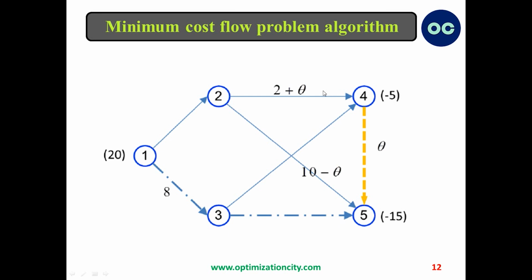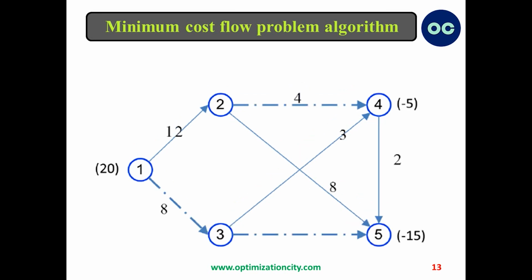As a result, we can increase the value of theta up to 2, which causes arc 2, 4 to reach its maximum capacity and be removed from the basic solution. Consequently, the new basic solution is as follows. So this is the new basic solution.